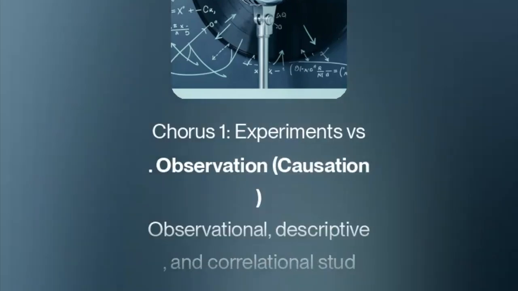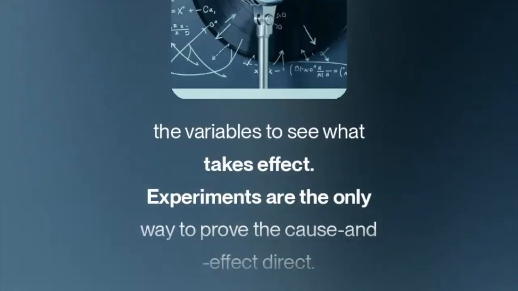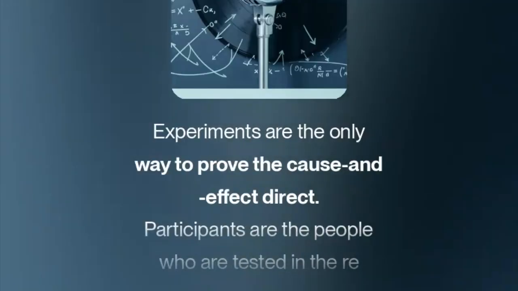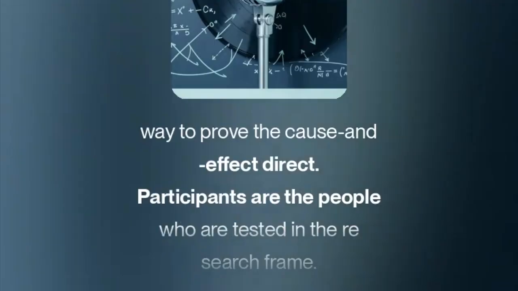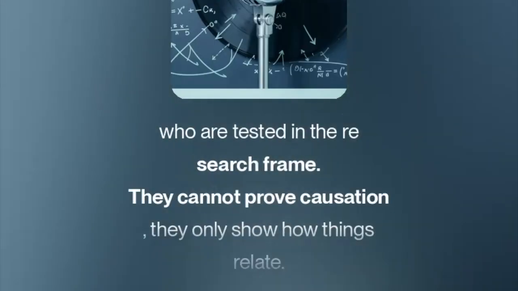Experiments versus observation. Observational, descriptive, and correlational studies just watch the trait. They cannot prove causation. They only show how things relate. But experiments manipulate the variables to see what takes effect. Experiments are the only way to prove the cause and effect direct. Participants are the people who are tested in the research frame.